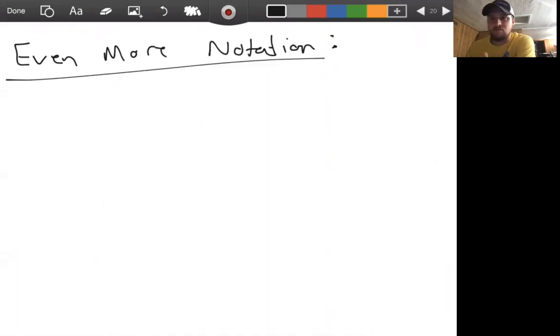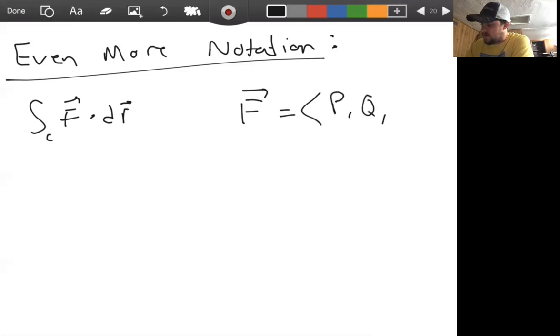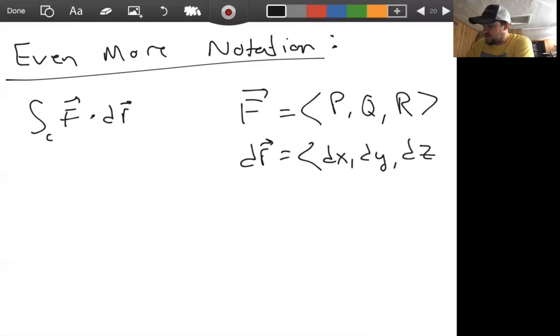And this is me making it clear why we use the integral over C of F dot dr. Well, if we think of F as our standard vector field (P, Q, R), where P, Q and R are all functions of however many variables you have, what would dr be? Well, dr would be (dx, dy, dz). It's the differential expressed as a vector, hence the vector over this r here, because it's like the differential, but we're expressing it as a vector.